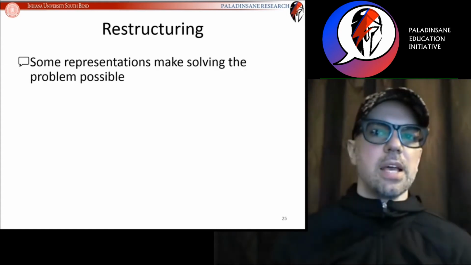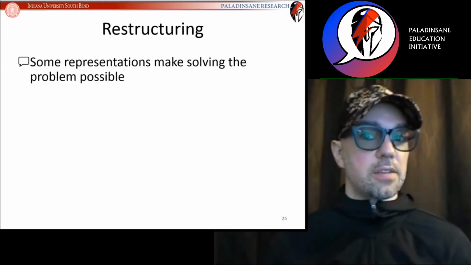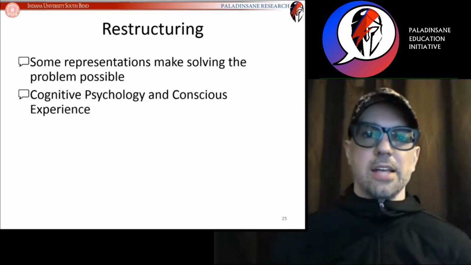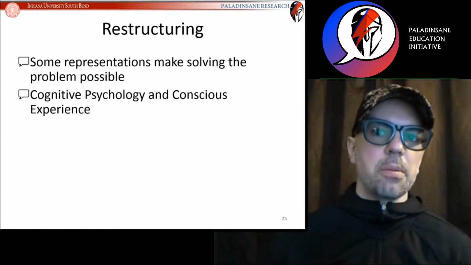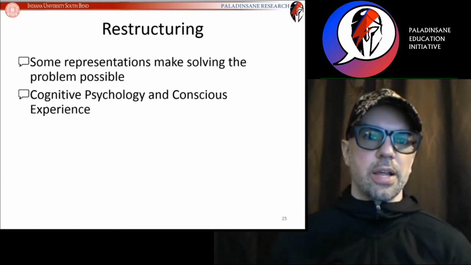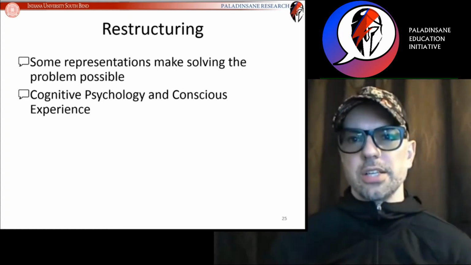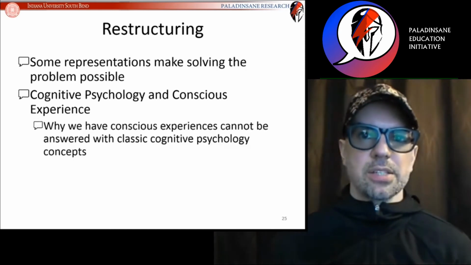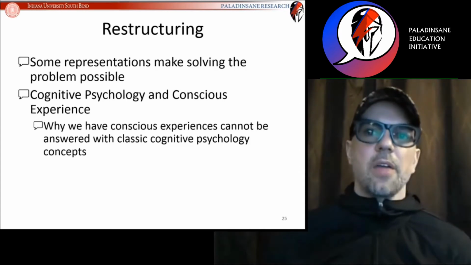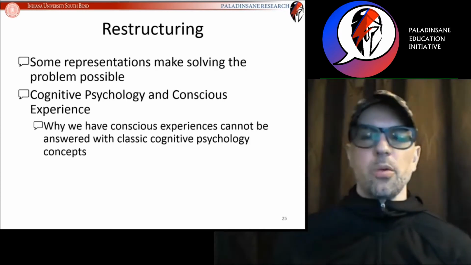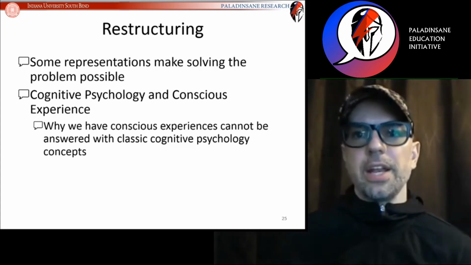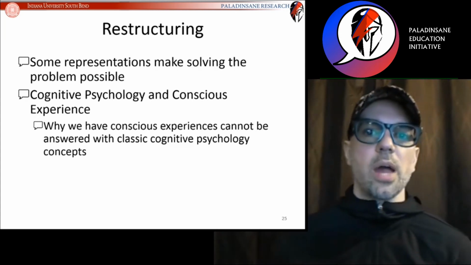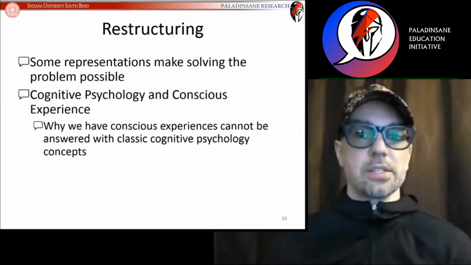All right, so we've taken a look at 2 or 3 sort of hypothetical problems. Let's take a look at one from cognitive psychology. One problem that exists in cognitive psychology that could be solved with restructuring is the idea of consciousness. We haven't touched on consciousness in this course, but nothing that we've done can explain why we're aware of what it is that we're doing. Nothing that we've gone over so far can tell us why we are aware of our experiences.